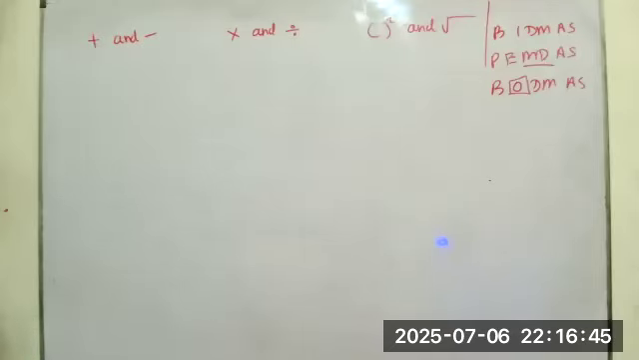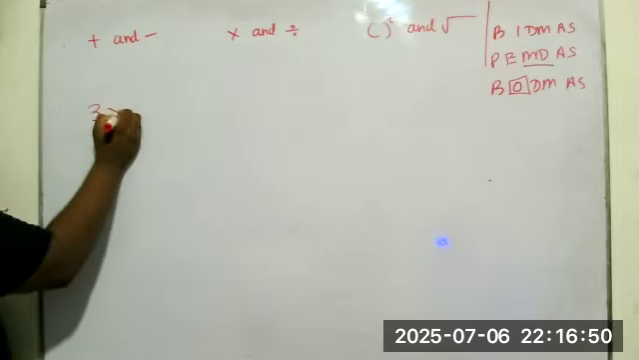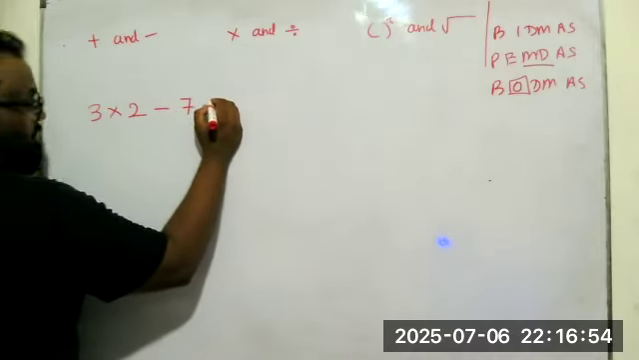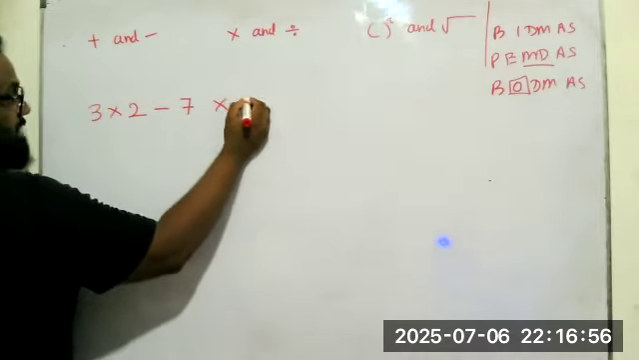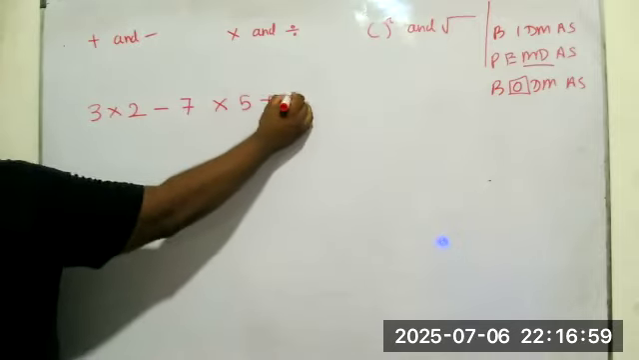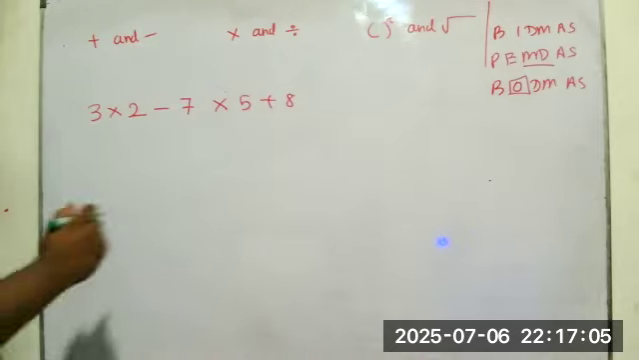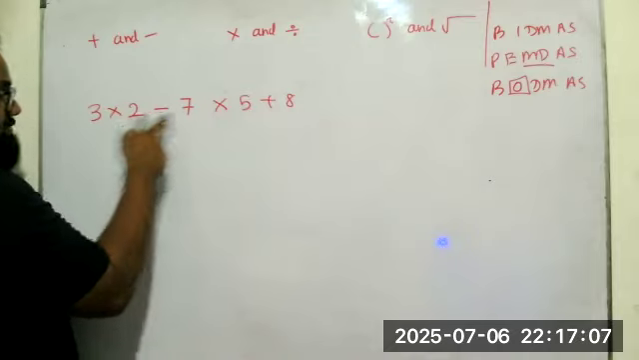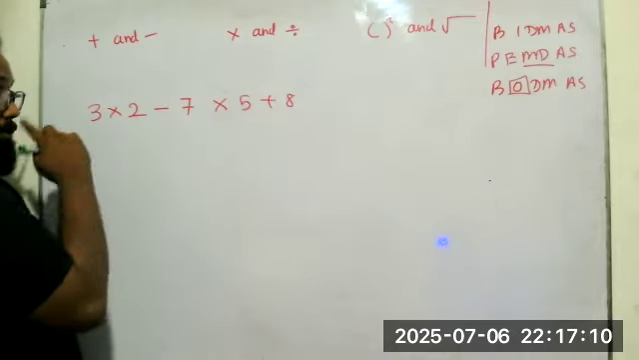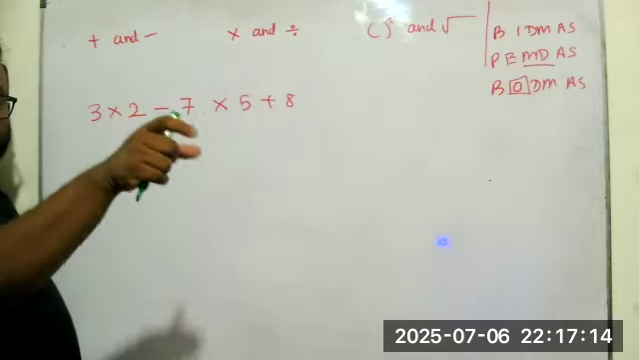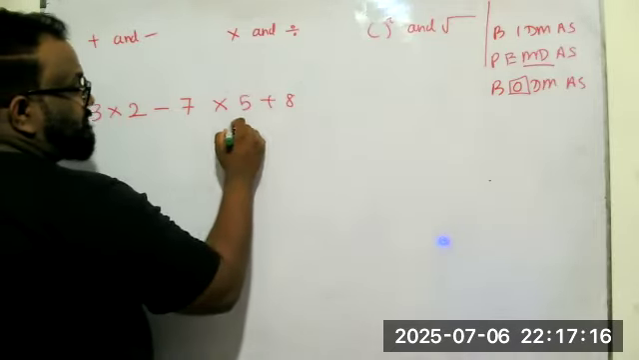Now let's look at another calculation. 3 times 2 minus 7 multiplied by 5 plus 8. What do you think is the answer? According to BIDMAS, there's addition, subtraction, multiplication on 2 instances. Which multiplication is to be done first? Type this in the calculator. What is the answer that you get? Tell me.